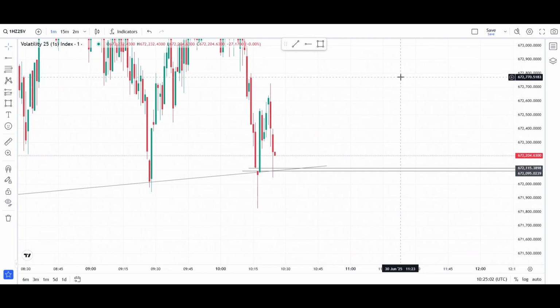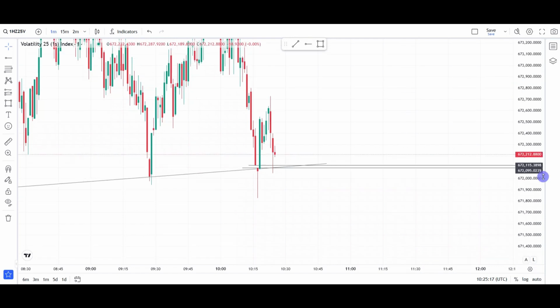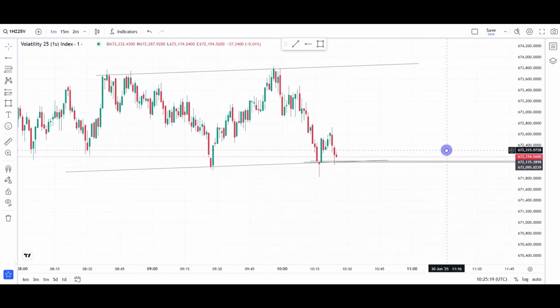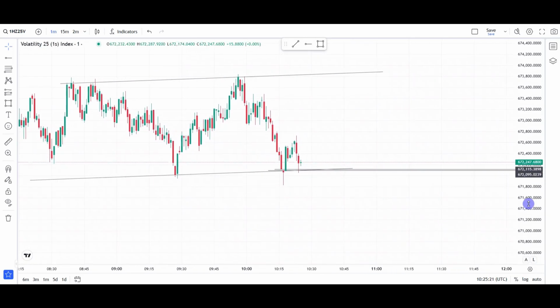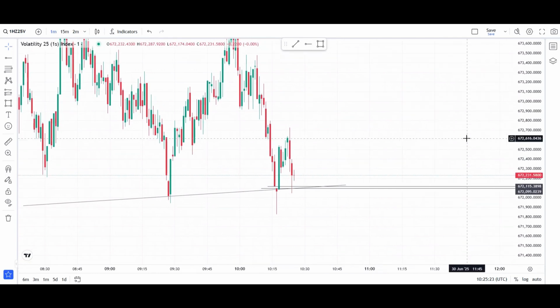So this is V25, right? 1S. So I want to see an engulf pattern. After this, I'm doing this thing live with you guys, then I'm going to explain it afterwards, right? I want to see an engulf pattern, and then I'm going to enter this trade.